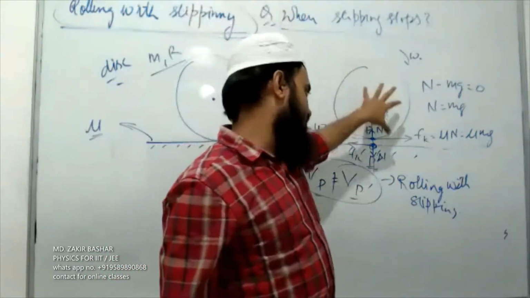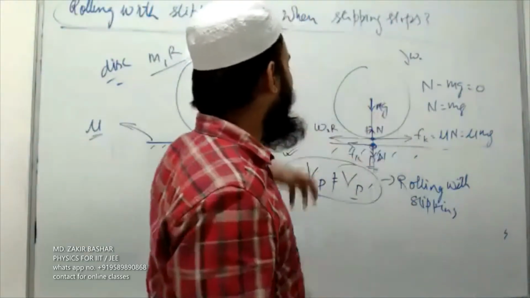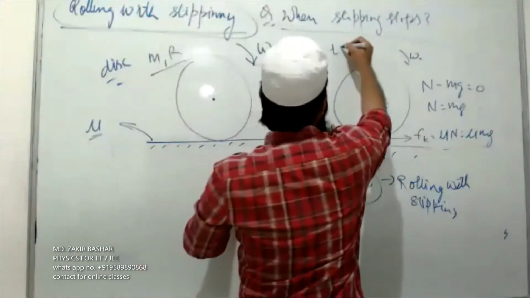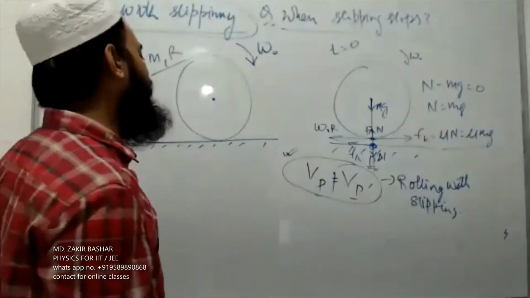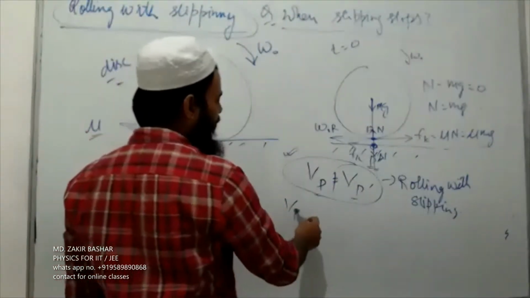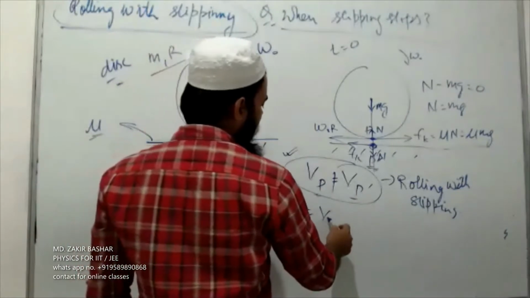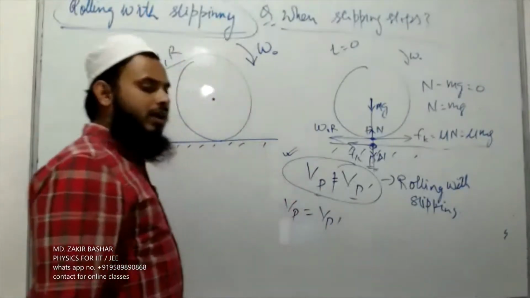So as this is the figure, I started this at t equals 0. Now see, when the slipping stops, the velocity of the point P will become equal to the velocity of the point of the ground.